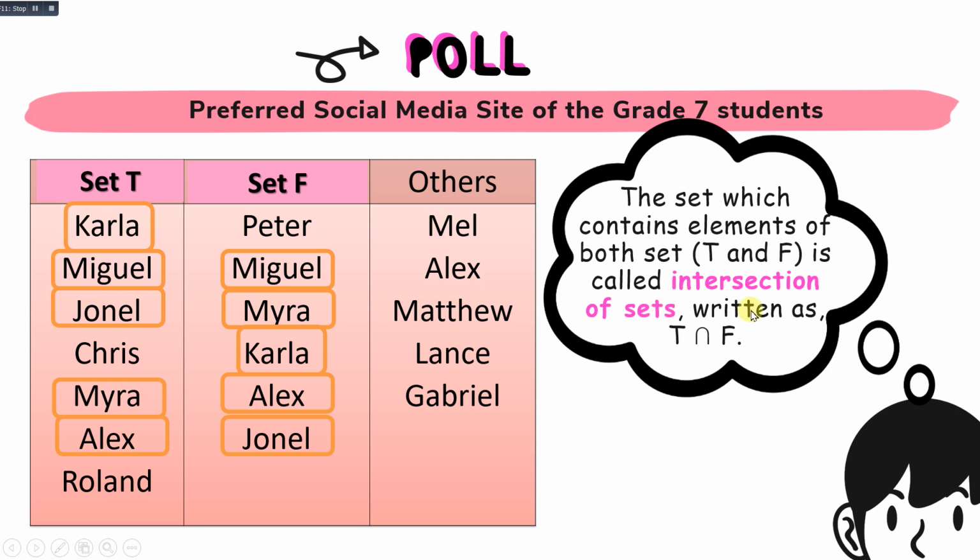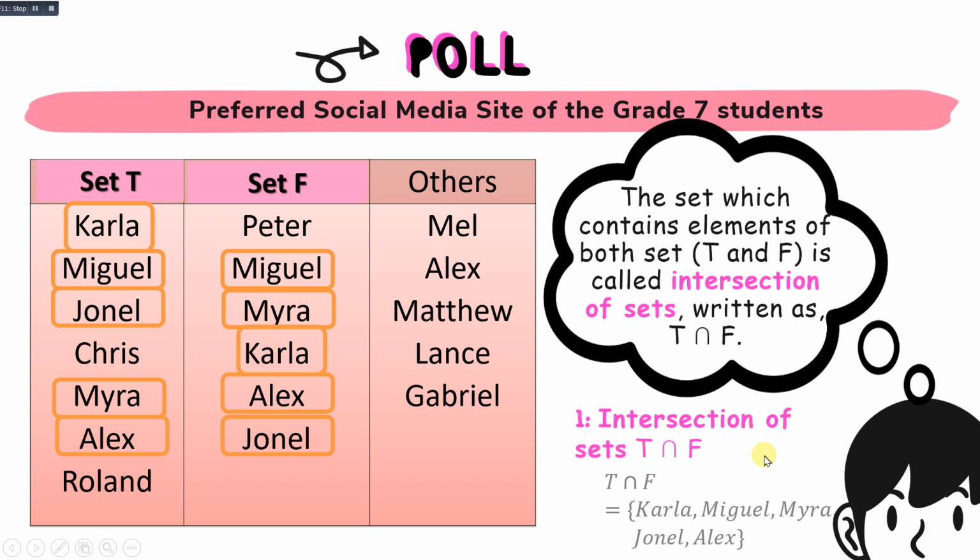And we write it as T intersect F. So this is the symbol, the symbol that we will use when we are talking about the intersection of specific sets. So the answer, T intersect F, would be Carla, Miguel, Myra, Janelle, and Alex. So that is the intersection of sets.